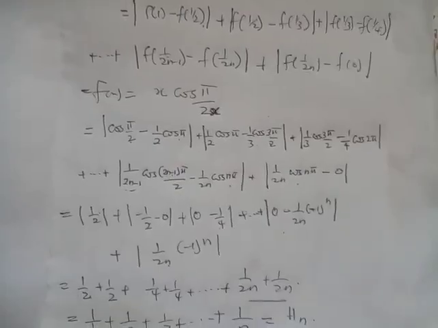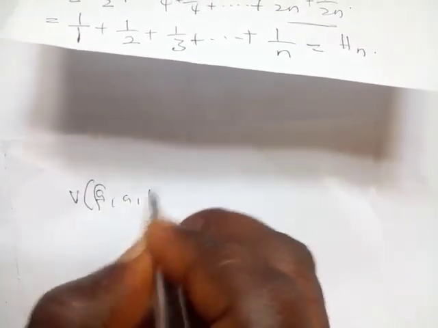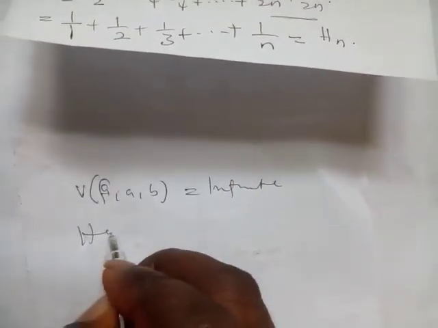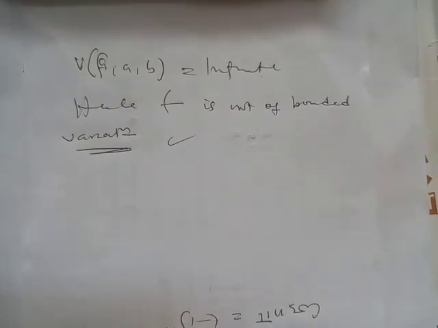So what we have seen there is that V of f, on a to b, is infinite. Hence, f is not of bounded variation. So we have seen that that function is continuous, but it's not of bounded variation.